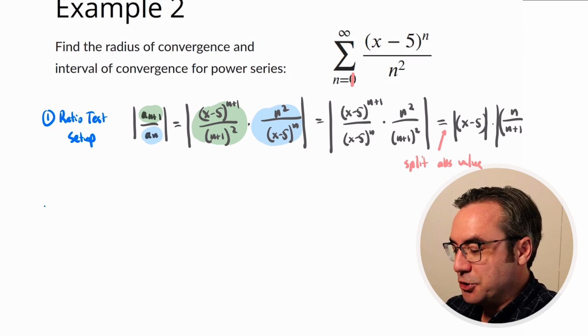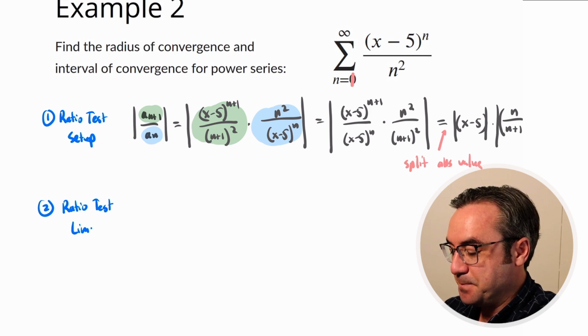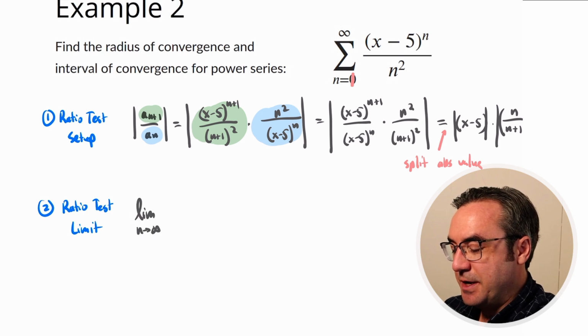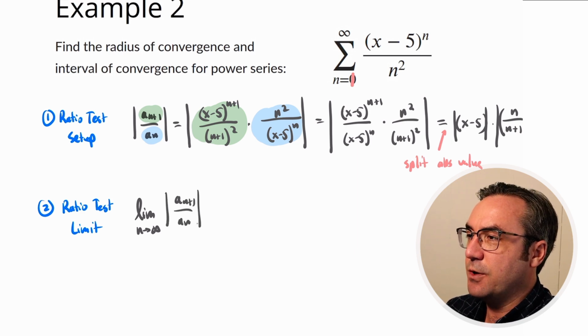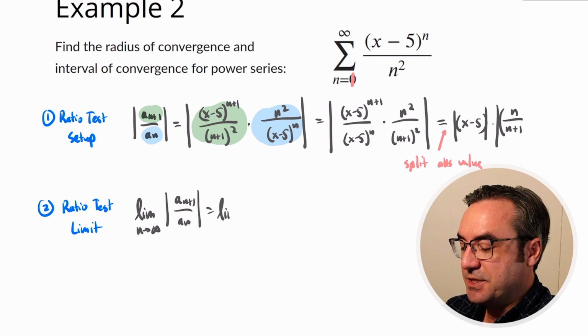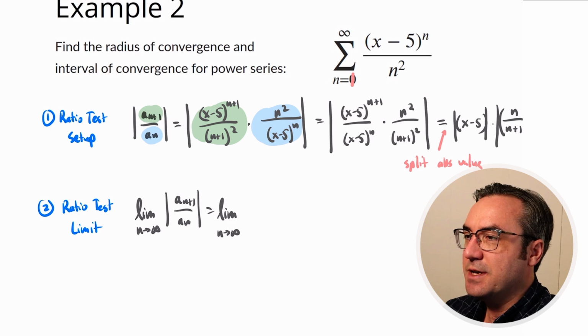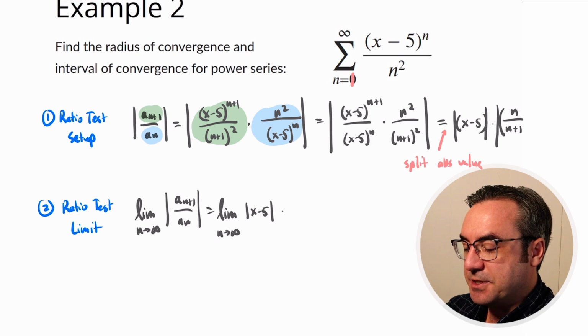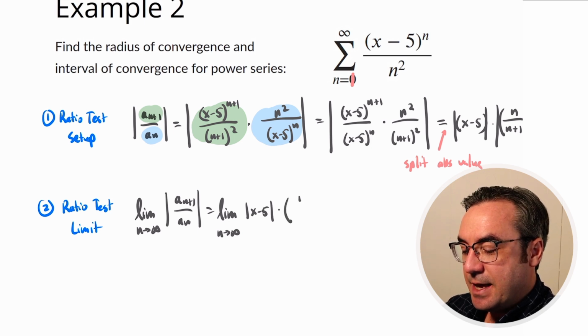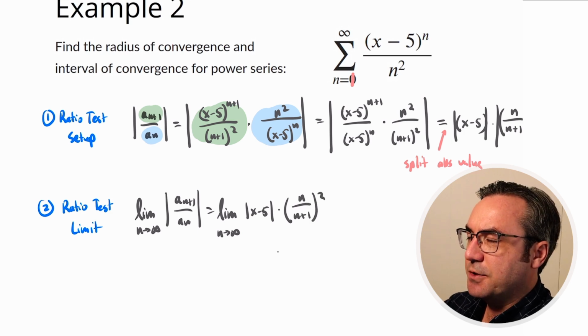So now we're ready for part 2. We're going to keep going with our ratio test, but now we're going to do the limit. So calculate the limit, n going to infinity, for this gadget that we just figured out, the absolute value of a_(n+1) over a_n. And let's write down our simplified version. We went through and cleaned it up and simplified it down, so it became just the absolute value of x minus 5 times n over n plus 1 squared. So this is what we're going to calculate the limit of.